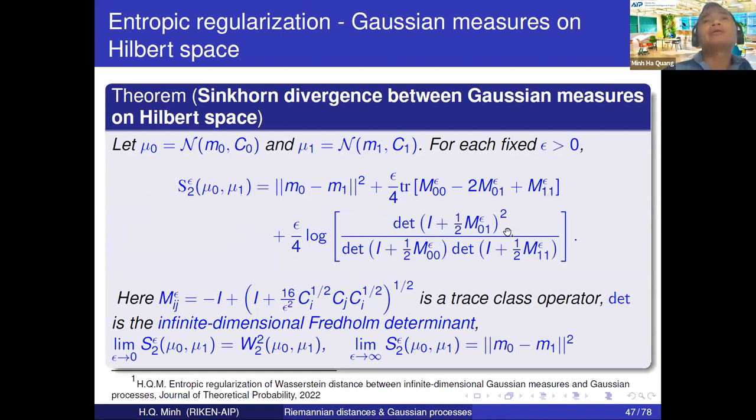It is equivalent to the parametric formula in the Euclidean setting, except that the determinant here is an infinite dimensional determinant, a Fredholm determinant. When epsilon goes to zero, we recover the exact Wasserstein distance. When epsilon goes to infinity, we just recover mu zero minus mu one squared. So we have closed form formulas for the Wasserstein distance and for its entropic version, namely the Sinkhorn divergence.